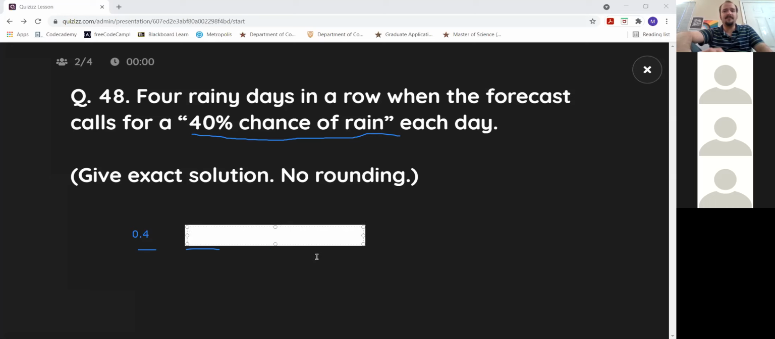And so if it's a 40% chance on the first day, what's the chance it's going to rain on the second day? Does it raining, whether it rained on the first day or not, affect the chance of the second day? Here it says each day it's 40%, right? And so that should indicate that it's not changing. So it doesn't matter what's happening on one day.